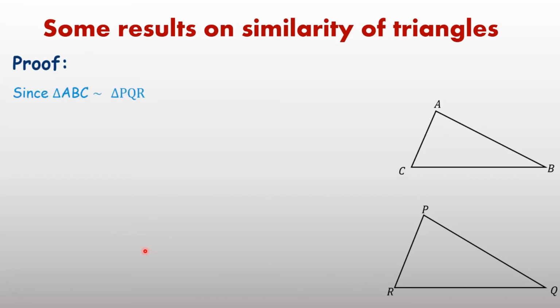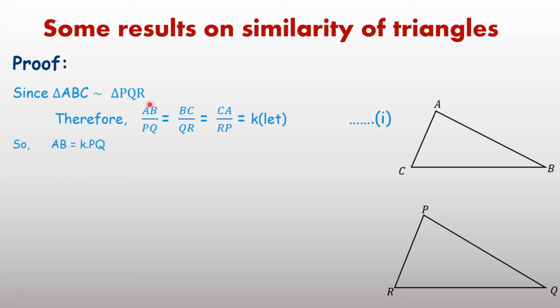In the given part, triangle ABC is similar to triangle PQR, and if two triangles are similar, corresponding sides are in the same ratio, and also corresponding angles are equal. Since corresponding sides are in the same ratio, let AB upon PQ equal to BC upon QR equal to CA upon RP be K, which is a constant. Therefore, AB upon PQ equal to K means AB equal to K times PQ. Similarly, BC equal to K times QR and CA equal to K times RP.